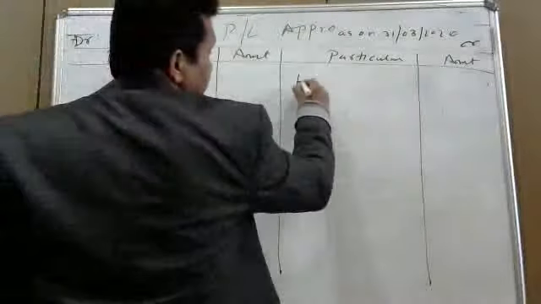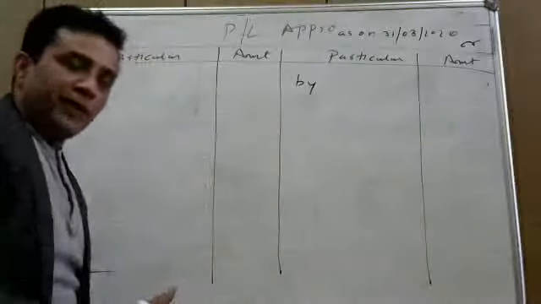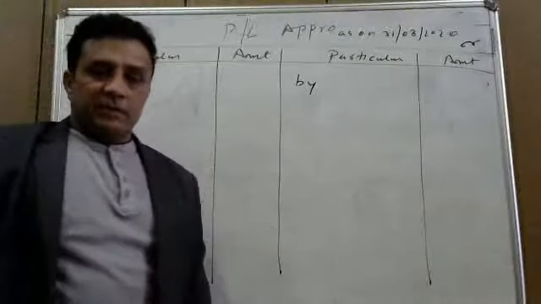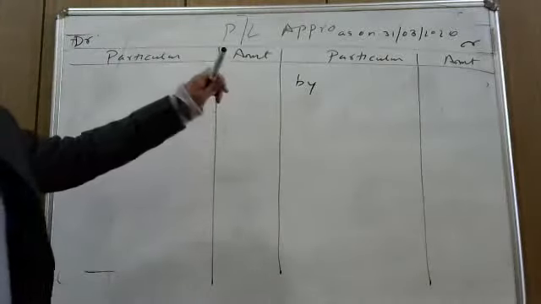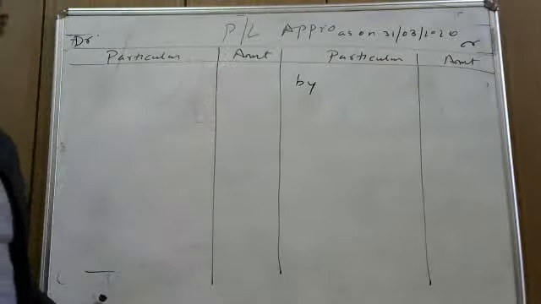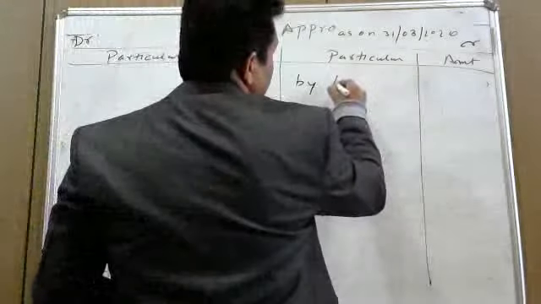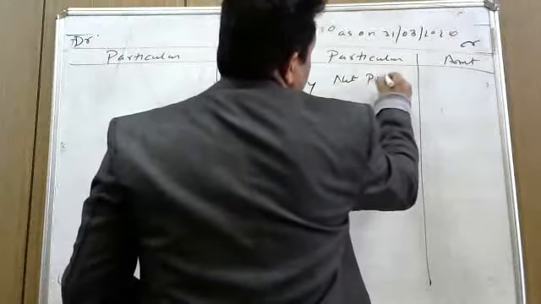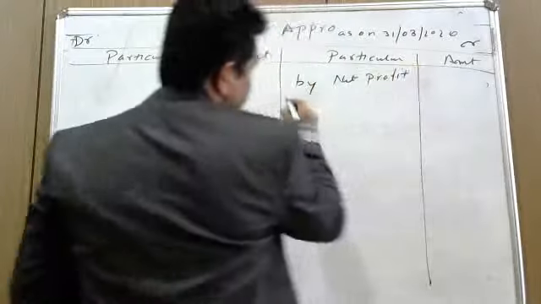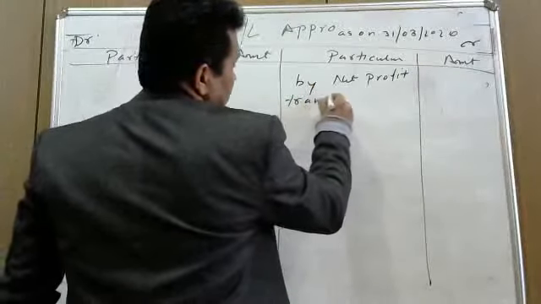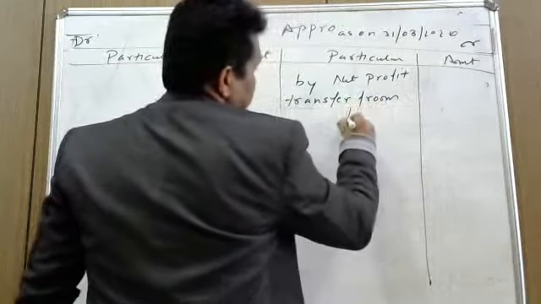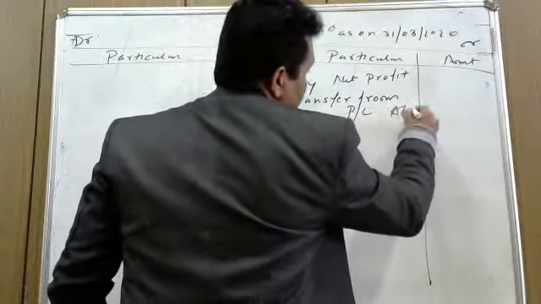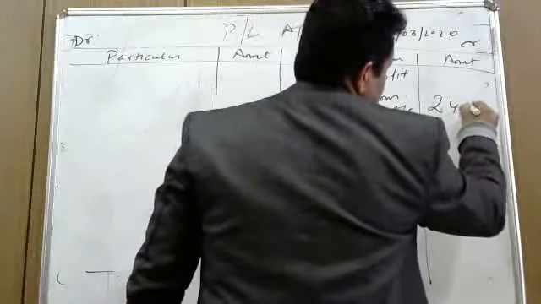If you note down the question, please listen carefully. First thing, how much net profit is given in the question? They say as per PL account the profit is 24,000 rupees. We transfer the profit to PL appropriation account. So here we write by net profit transferred from PL account, profit and loss account, as given in the question, 24,000.